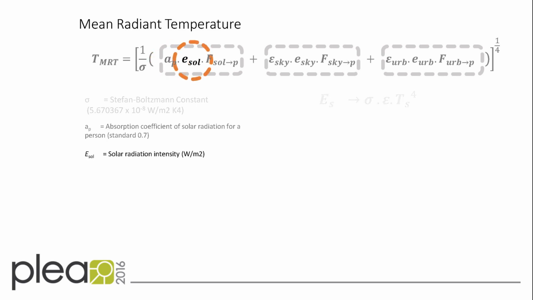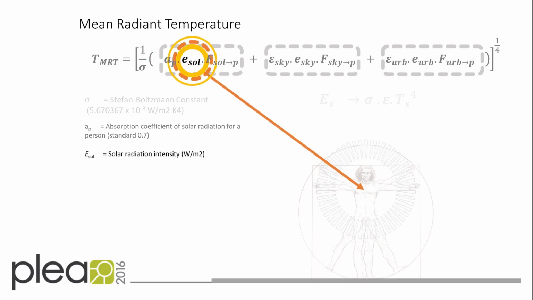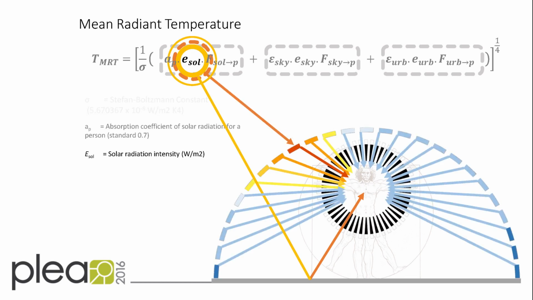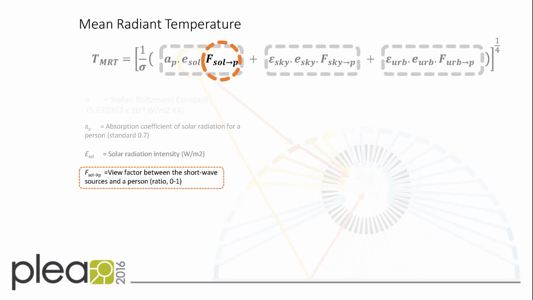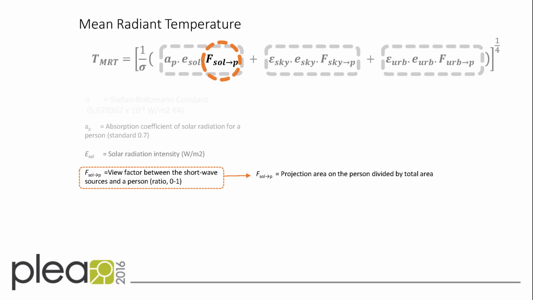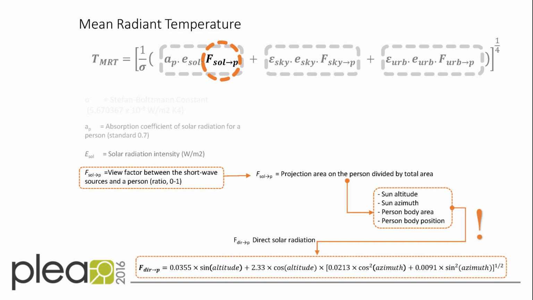The next one is solar radiation, including direct and indirect solar radiation and the diffuse sky radiation. The last one is the sun view factor, how the sun can see us, which depends on the sun altitude and azimuth, body area, and person body position. The sun view factor can be calculated based on this formula, but later I explain how we managed to calculate it in the unified process.